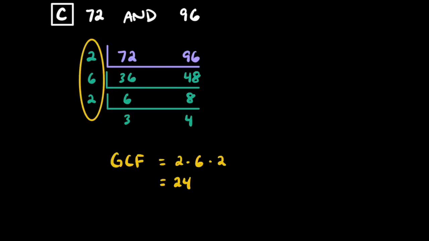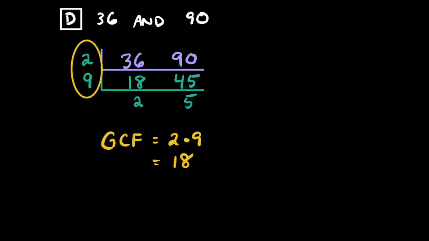Now it's your turn to practice. Pause the video and give this a try. The GCF for 72 and 96 is 24. And let's practice using the ladder method one more time. Pause the video and give it a try. The GCF for 36 and 90 is 18.